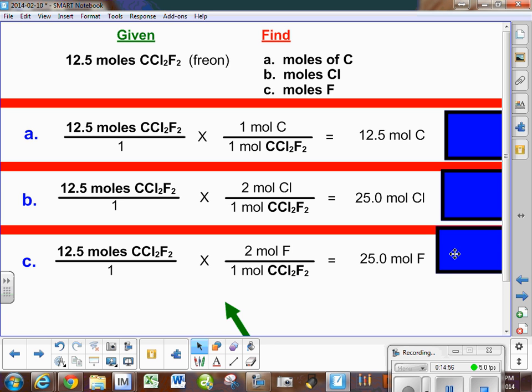Okay, and in fact the numbers work out the same as in letter B because the subscripts for fluorine and chlorine are the same. And that's how you're going to do all your homework. This is the way I want it formatted. Remember to answer your questions, 3 questions per side of the paper.